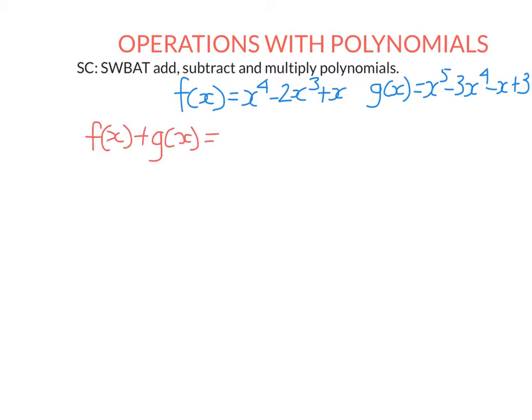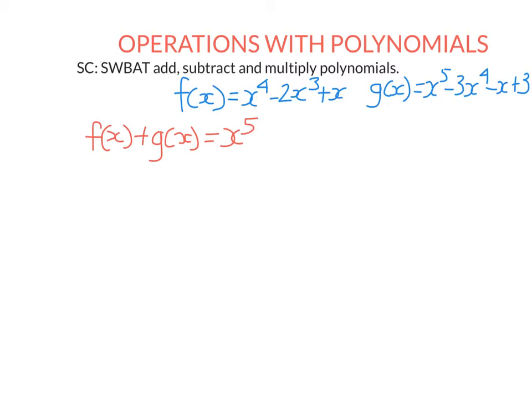For f(x) plus g(x), the sum of these two polynomials, we're just going to employ what we know about like terms. Remember, you can only add or subtract two terms if they're like terms. So the x to the power of 4s are like terms and the x's as well. Anything that's not a like term, you just write it as it is. So in g(x), there's the x to the power of 5 that doesn't have a like term.